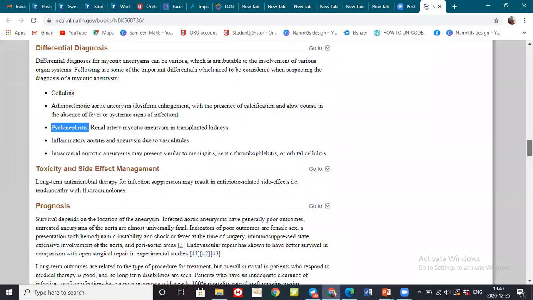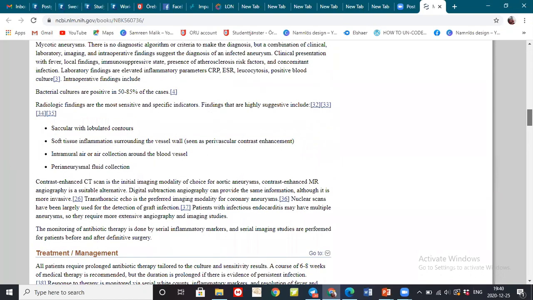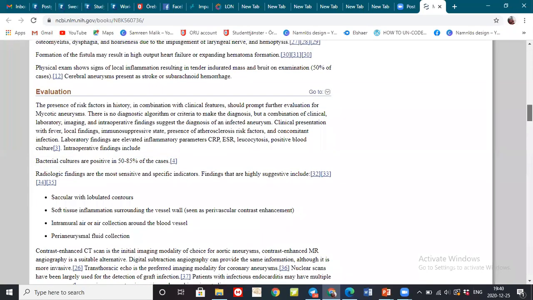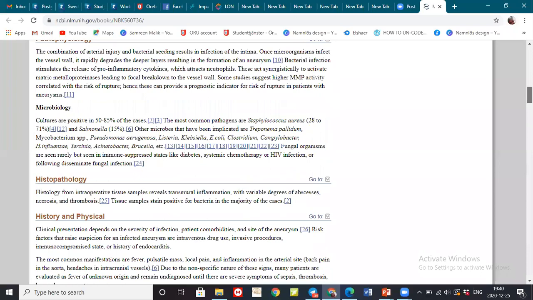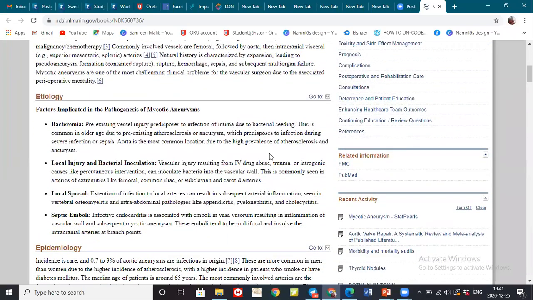Prognosis, complications, everything is written. It's very good, it's nice. Right, and the way I was asking you, so this is evaluation. And these are the etiologies which cause mycotic aneurysm. So this also you can keep in your mind.